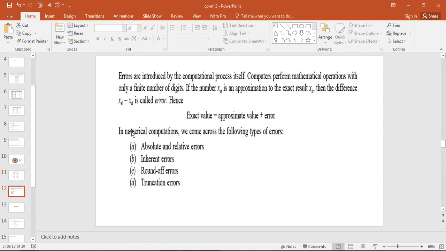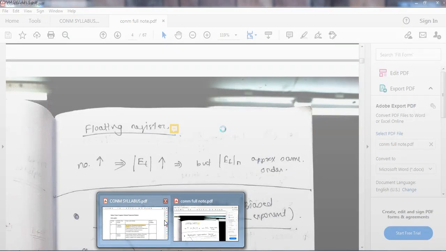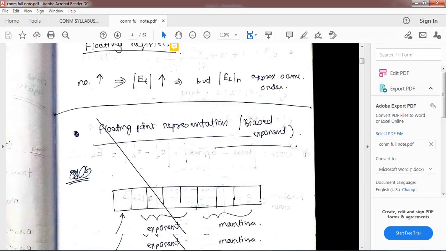Now, as I told you, what is the exact value? The exact value will be the approximate value plus the errors. So we must understand error, we must calculate error so that we can minimize the error. Only when we know what we are dealing with can we minimize it, isn't it? So to get the exact value, we need the errors. There can be absolute error or relative error, inherent error, rounding-off error, truncation error. These are the most common computational errors. So let's move on to the next.